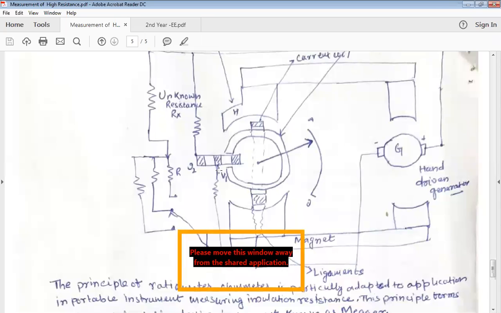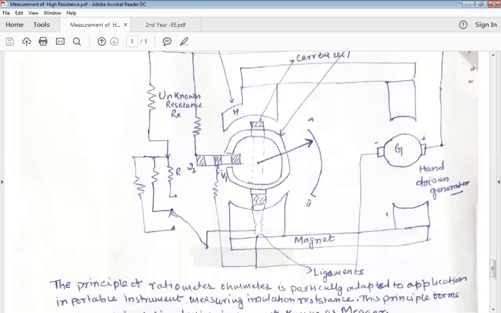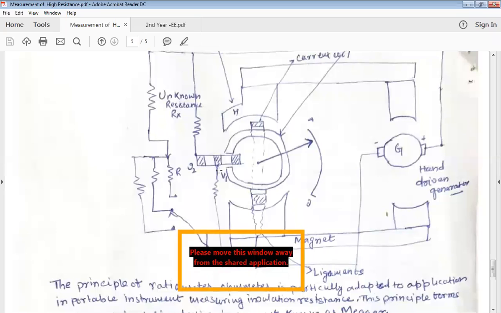In the same way, measurement of high resistance has four methods: direct deflection method, loss of charge method, megohm meter, and the fourth one is Megger. Okay, so among them, Megger is one of the most popular meters because it is a portable instrument.